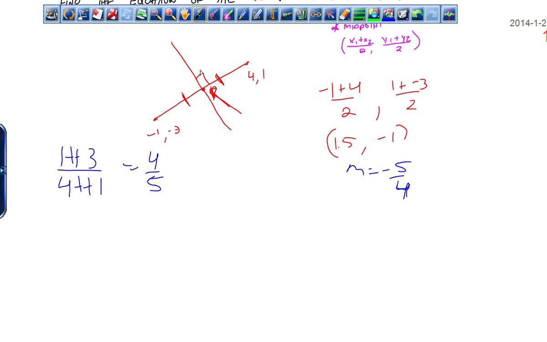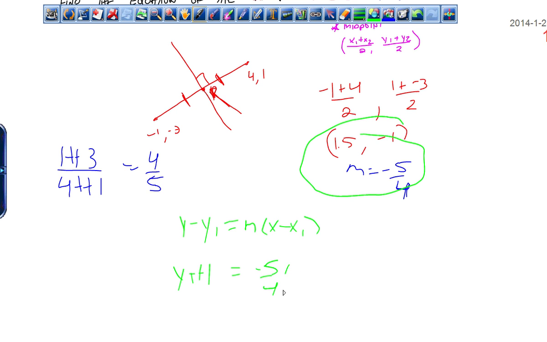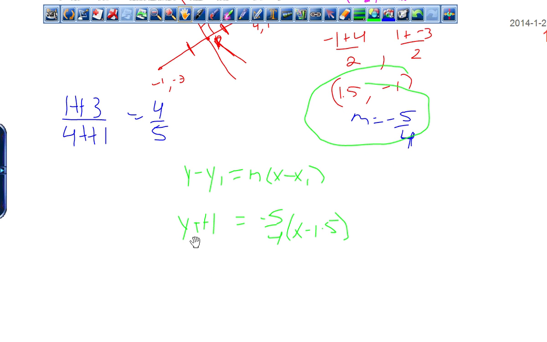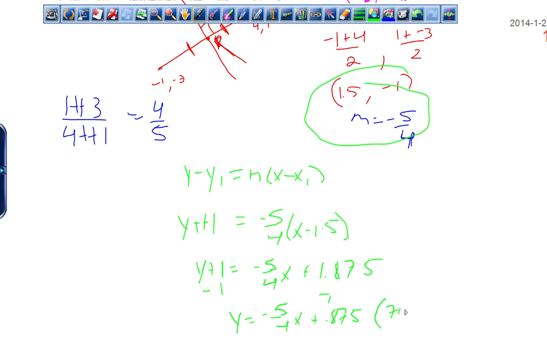Point-slope, remember, is y minus y1 equals m times x minus x1. Got my ordered pair, got my slope, put it in: y minus -1 turns into a positive, -5/4 times x minus 1.5. Do the distributive property and all that fun stuff like we're used to. So I got y plus 1 equals -5/4 x plus, I'm going to do this as a decimal, 1.875. Subtract 1. So y equals -5/4 x plus 0.875. That's also 7/8 if I remember correctly.